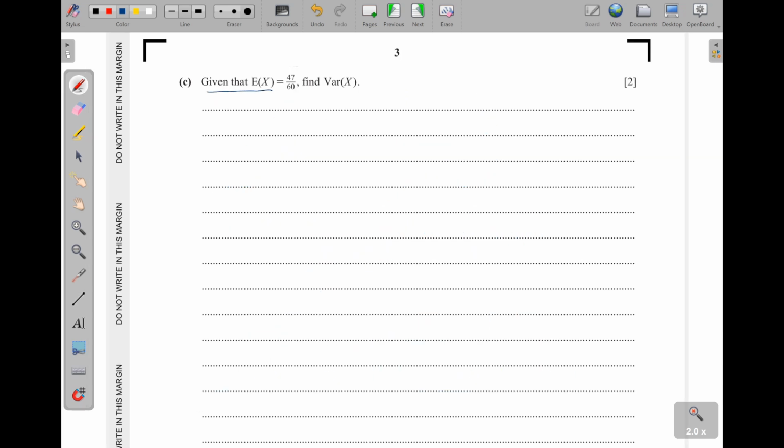Part C, given that the mean or the expectation is equal to 47 over 60, find the variance. Now variance is equal to the difference between the squared means, so E of x squared, then minus E of x here, then squared. And this E of x squared is summation of x squared times the probabilities. Okay, all values of x times the probability.